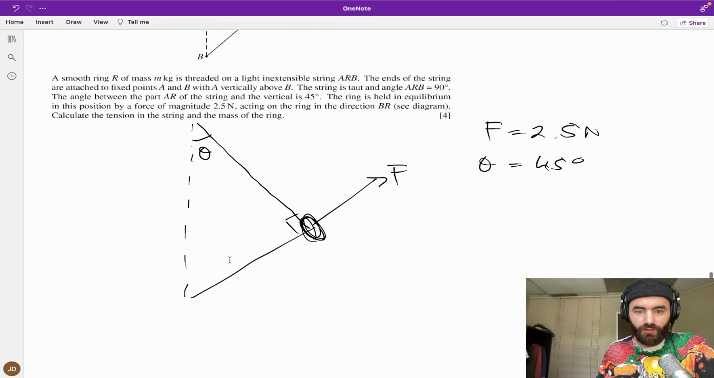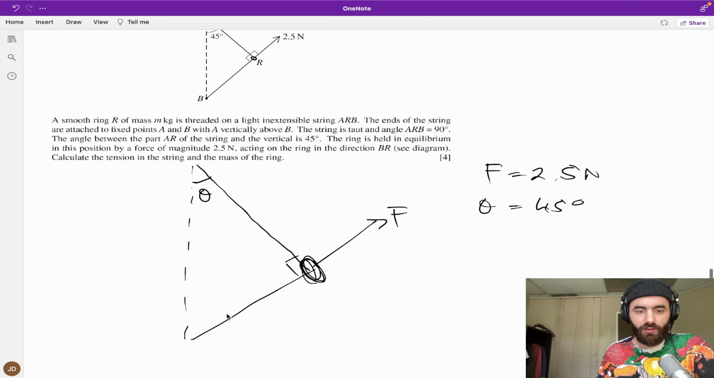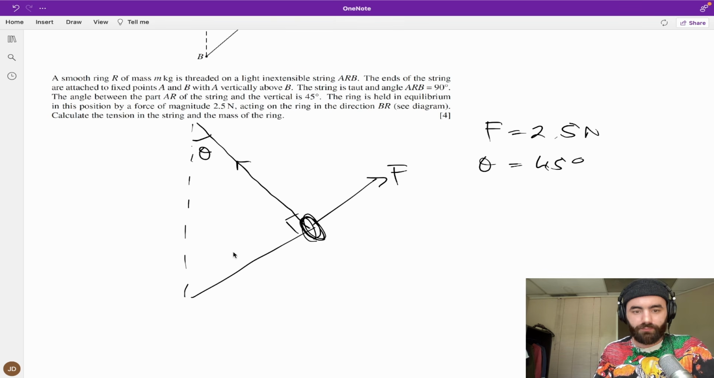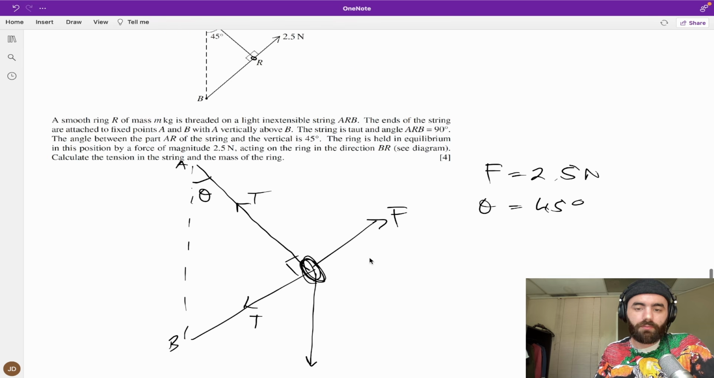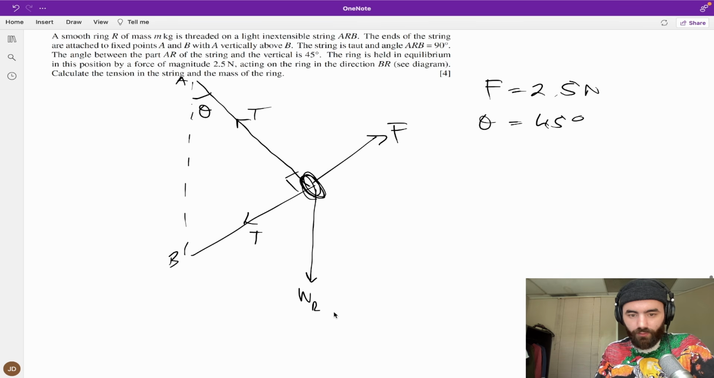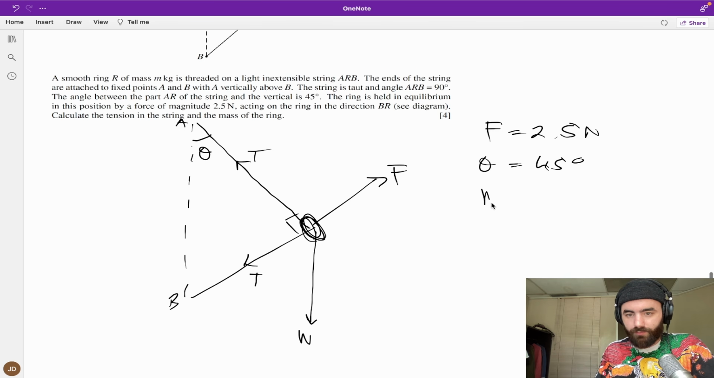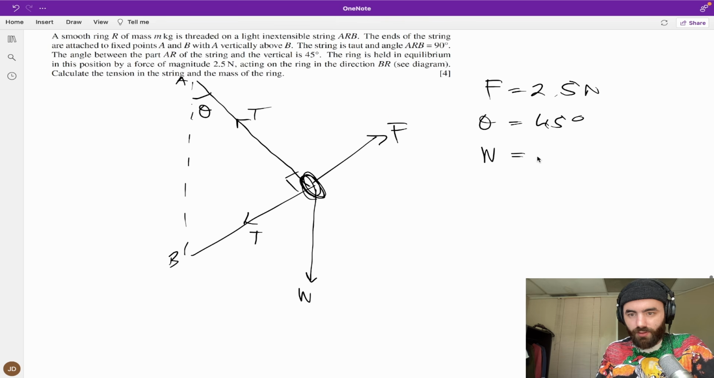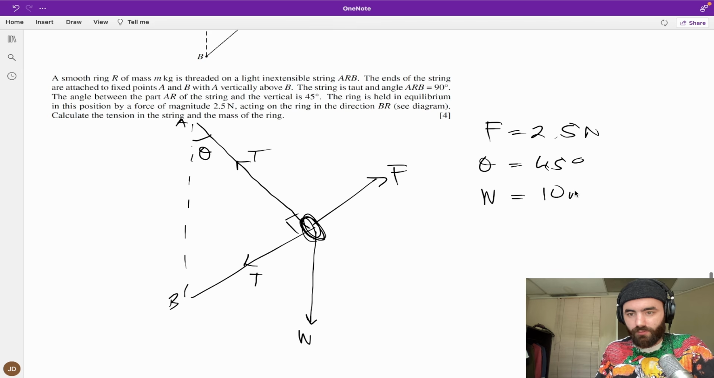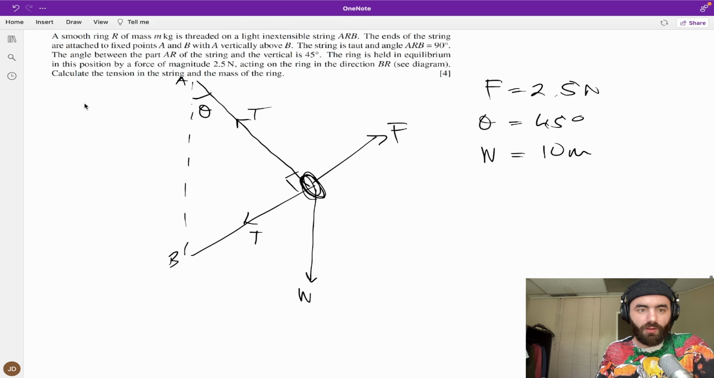So the tension in the string, because it's one string fed through both of these points, the tension in this part, they'll both be acting away, right? Because it's pulling it away. It's going to be the same. Whatever it is, it'll be the same because it's all acting on the same string. And then we have the ring, which equals, does it give us that? No. It's going to equal 10 times the mass, which we don't know. Okay, so calculate the tension in the string.